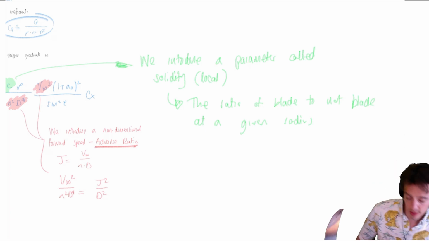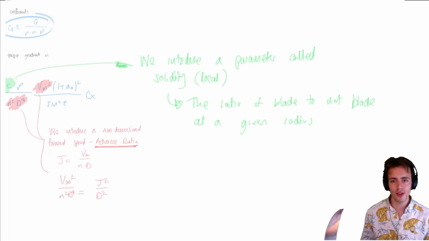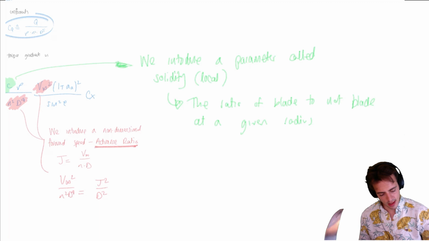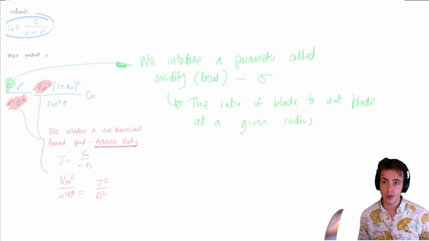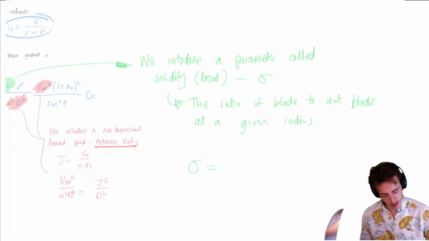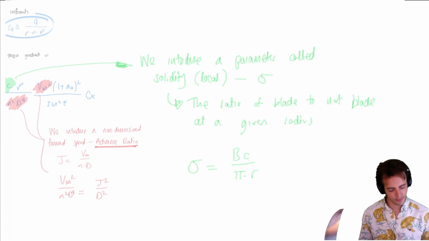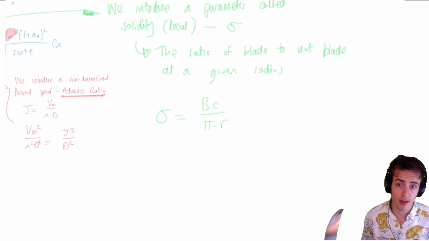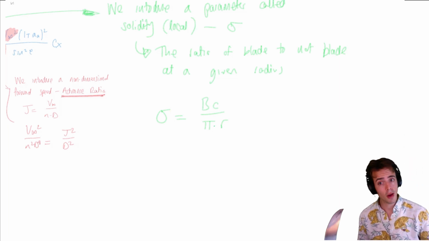Now, it's not quite true to say that, because obviously if we were to do the ratio of blade to not blade, we'd be looking at including the twist angle, because then we'd be looking at how that's projected into the disk radius. In fact, we just say that we've got this parameter, which we have the symbol sigma. Sigma is equal to Bc on pi multiplied by r. So we can see here, also it's not actually the proper ratio of the two, because if it was the proper ratio of the two, it would be over 2 pi r.